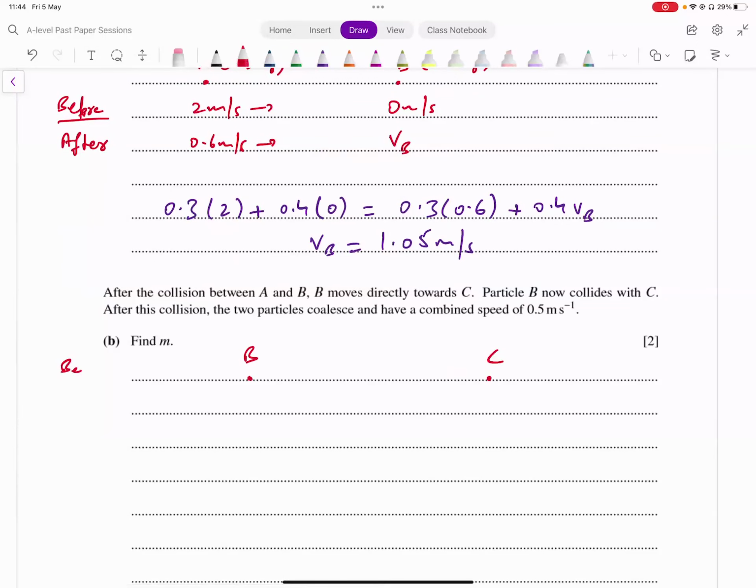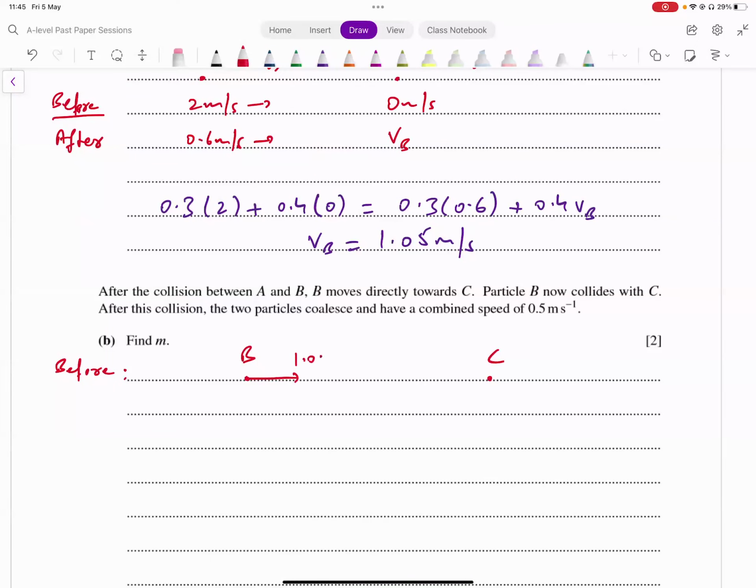Before collision क्या हो रहा है, दोनों अलग अलग particles हैं, तो हम उनको अलग अलग पहले यहाँ पे इस तरह से represent कर लेते हैं. B is moving to the right, remember 1.05 meters per second पे. This is 1.05 meters per second. What about C? C was at rest, right? वो तो rest पे. This is 0 meters per second.